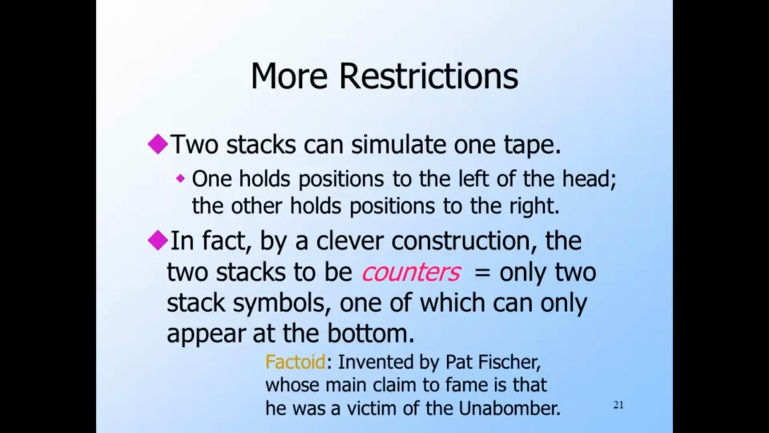The guy who discovered this construction that lets two counters simulate a Turing machine was Patrick Fisher. He was one of the really early computer science professors and apparently attracted the attention of the Unabomber. Pat was sent an exploding package which was opened by his secretary, who was injured in the blast but fortunately survived.